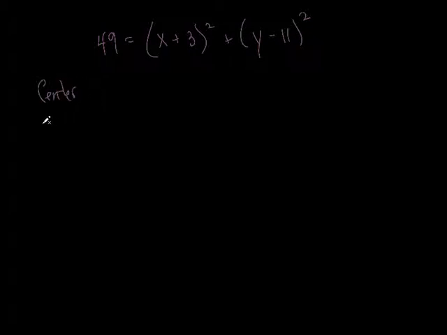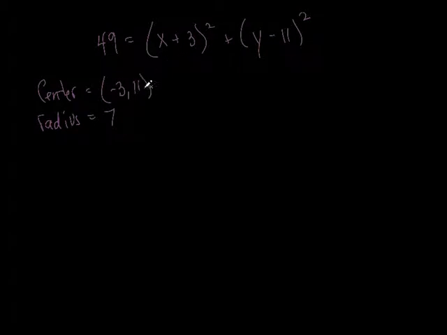So let's do this. Let's say 49 equals (x plus 3) squared plus (y minus 11) squared. And they're going to ask you two things. They're going to say find the center of the circle and then find the radius of the circle. Alyssa? Can I try? Go ahead. The radius is 7. Okay. The center of the circle is what? Negative 3, 11. That's it.